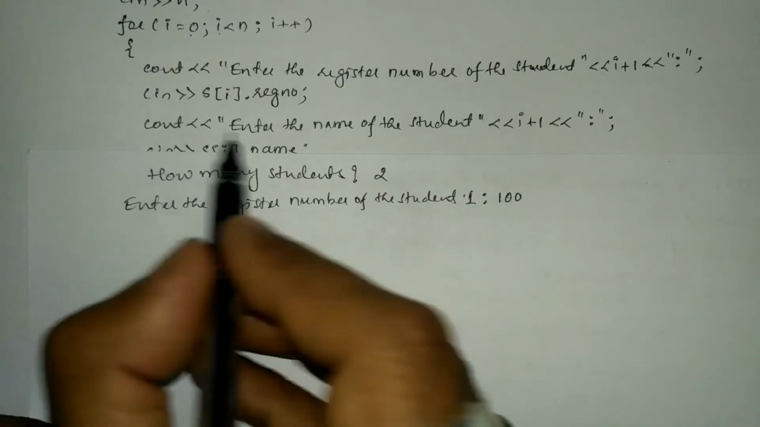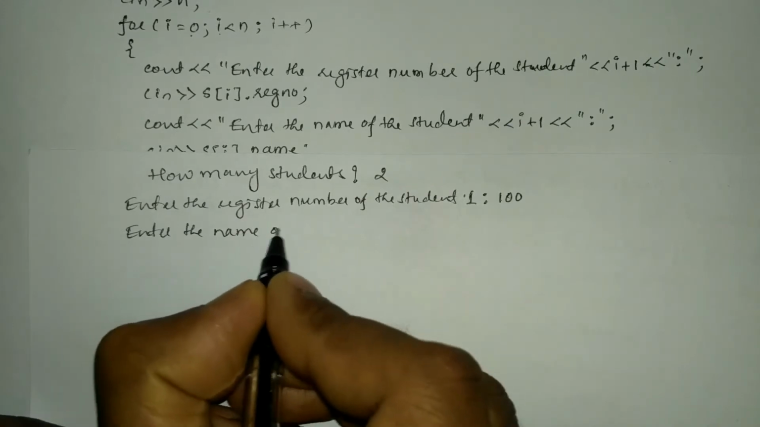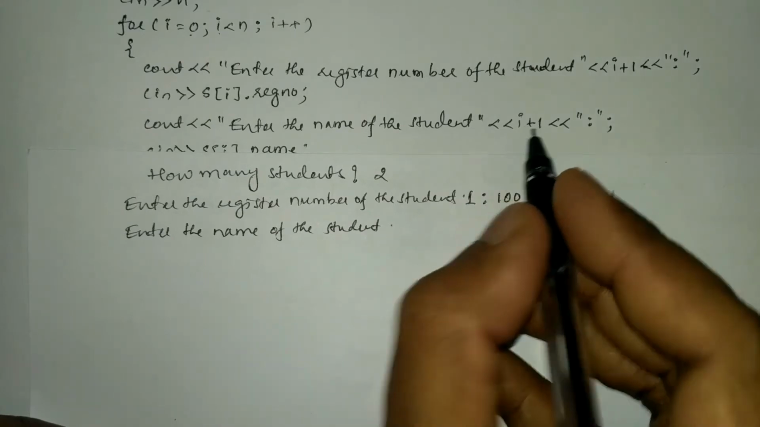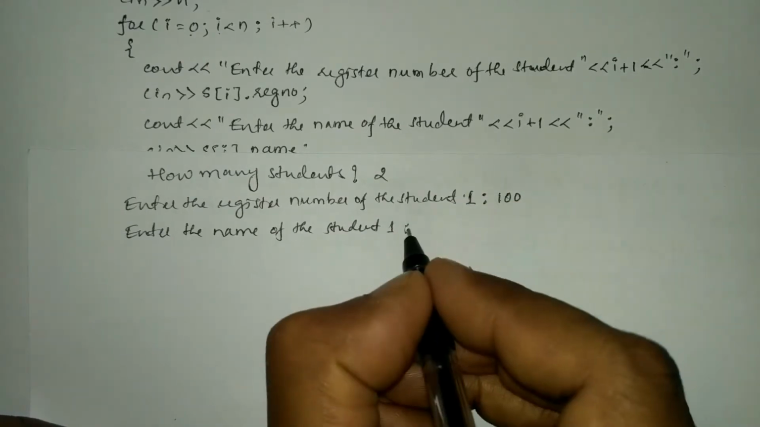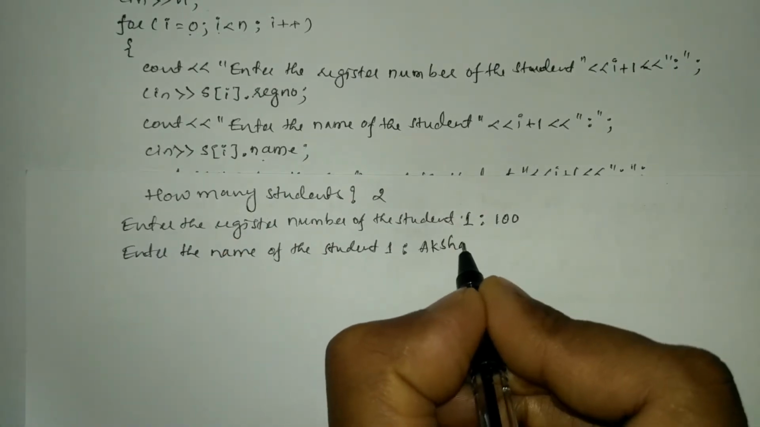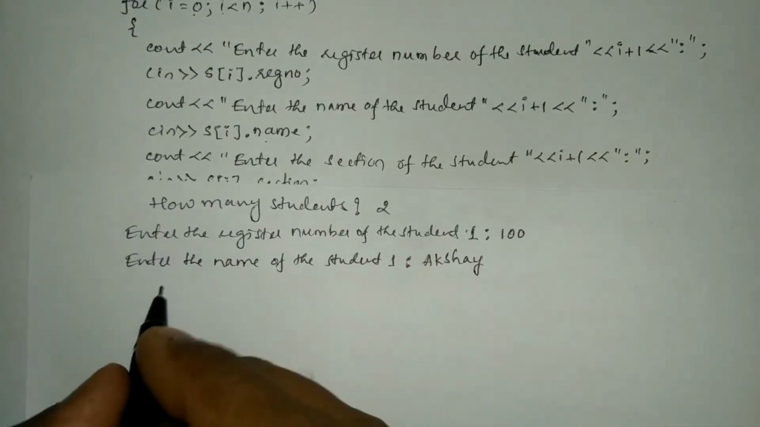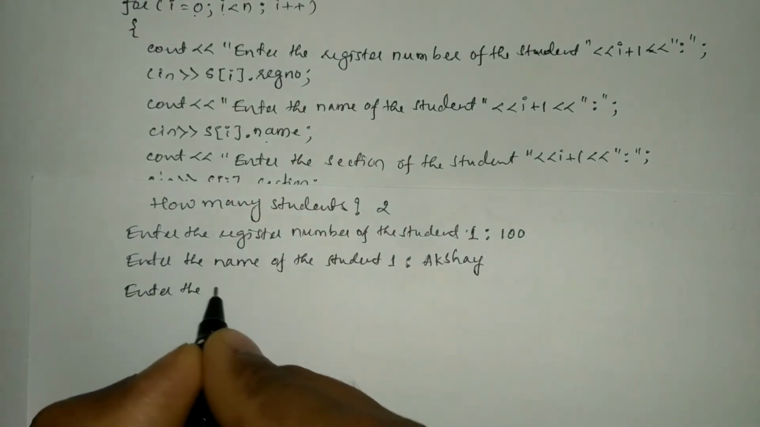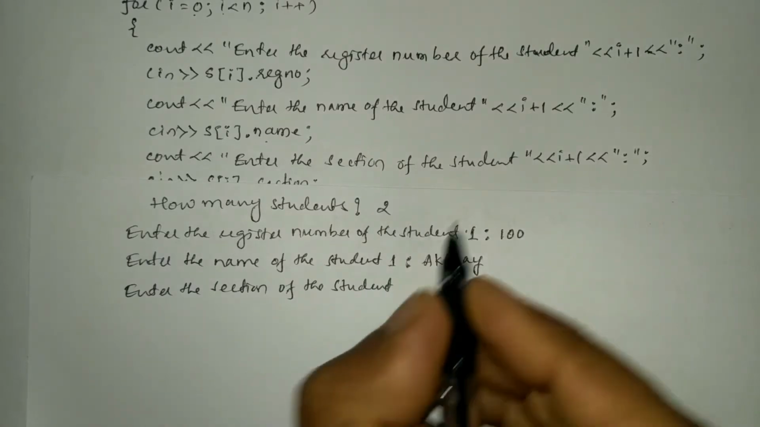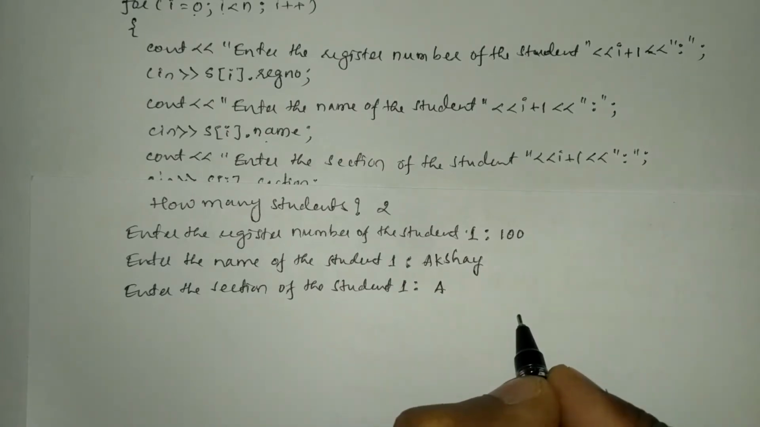Yes. Next, cout enter the name of the student. So it is going to print enter the name of the student. Next, i plus 1, so that is 1. And this colon will be printed as it is. And next we are going to enter the name. For example, I am going to enter Akshay. Yes. Next, cout enter the section of the student. So it is going to ask the user to enter the section of the student, student i plus 1, that is 1. Okay. So section, for example, I am going to enter A.